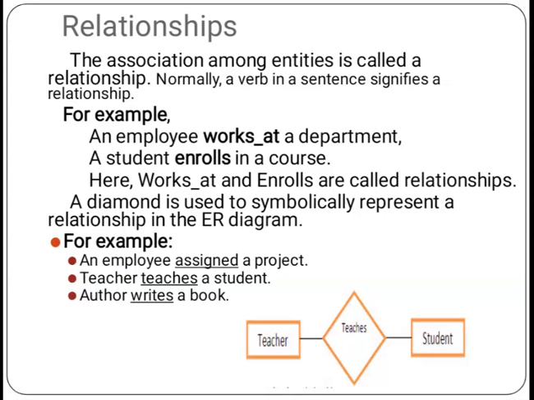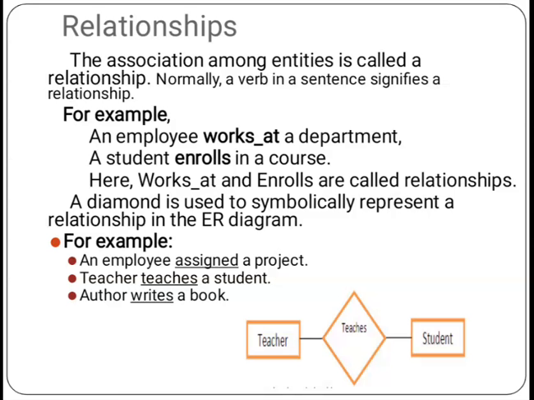Next one is a relationship. The association among entities is called a relationship. A verb in a sentence signifies a relationship. For example, an employee works at a department. A student enrolls in a course. Here, works at and enrolls are called relationships because they are the verbs of these sentences.